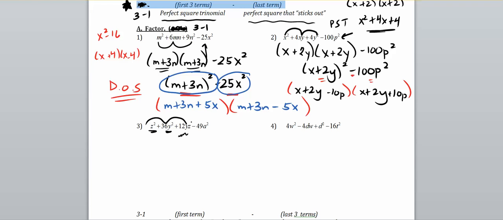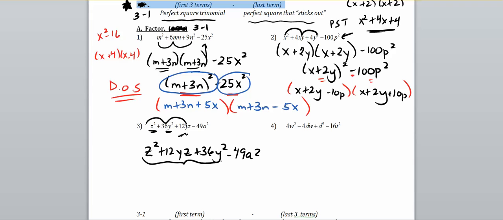So what you're going to have to do sometimes, and it's a little tricky, especially first starting this, is rewrite this. I'm going to leave z squared out front, put the 12yz in the middle, and then put the 36y squared out last. So all I did was rearrange the first three. I'm going to leave the negative 49a squared. And now it does look like a 3, 1.